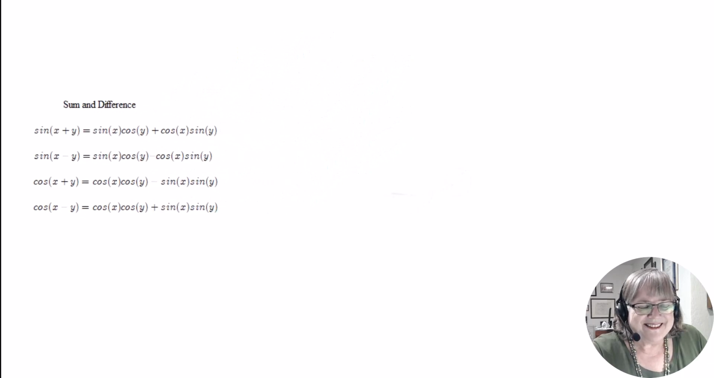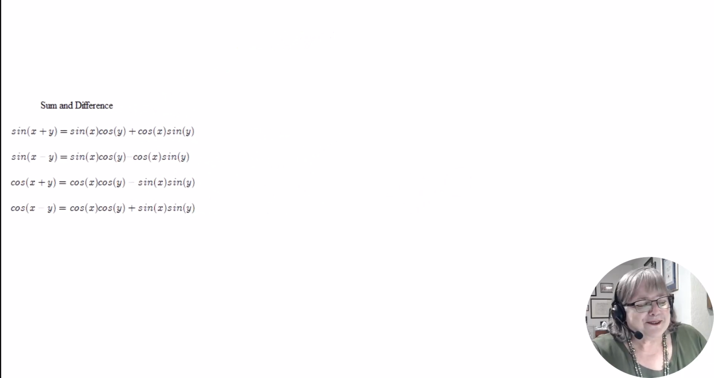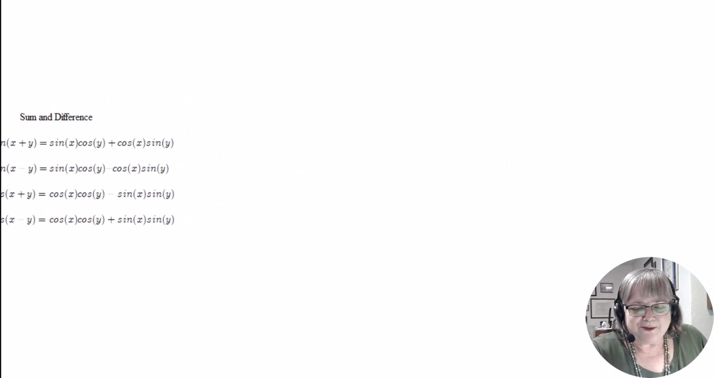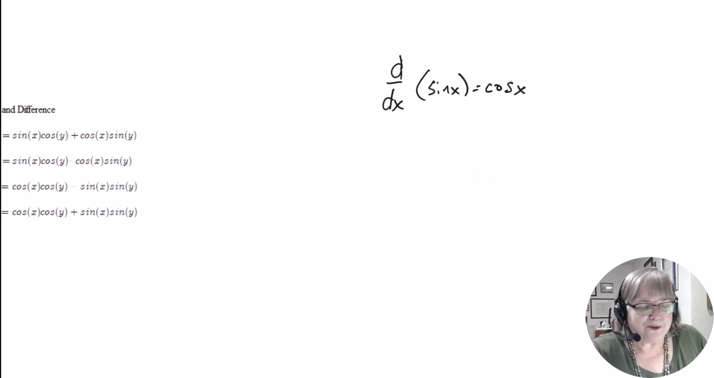And I teach trig too, and I have to admit that in trig class I don't know that they're really helpful, but they are very helpful here. So here we go. The first thing we're going to try to prove is that the derivative with respect to x of sine is actually cosine. That's our goal.